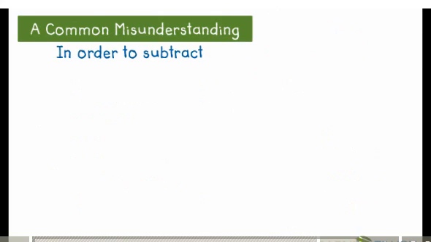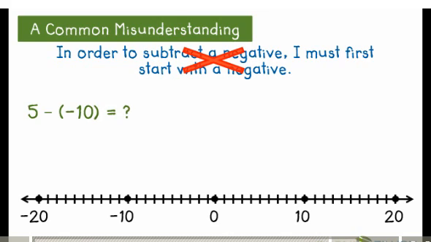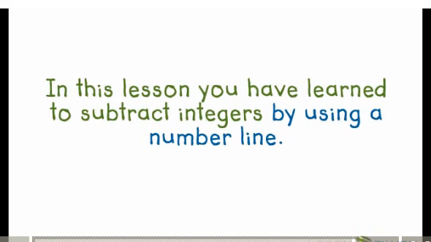A common misunderstanding is to think that in order to subtract a negative number, I must first start with a negative. However, this is not the case. Here we have a positive number subtracting a negative number. We move 5 units in the positive direction, and then again, to subtract a negative number, we move to the right. The answer is +15. In this lesson, you have learned to subtract integers by using a number line.